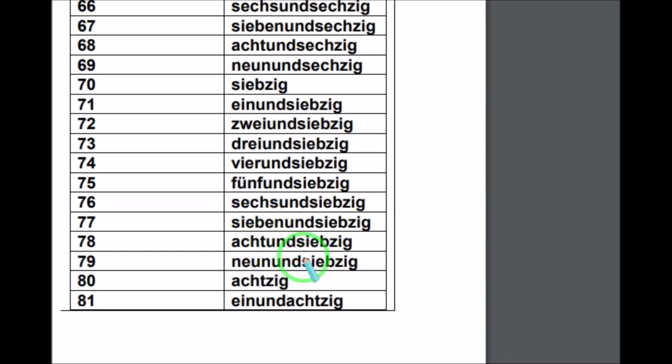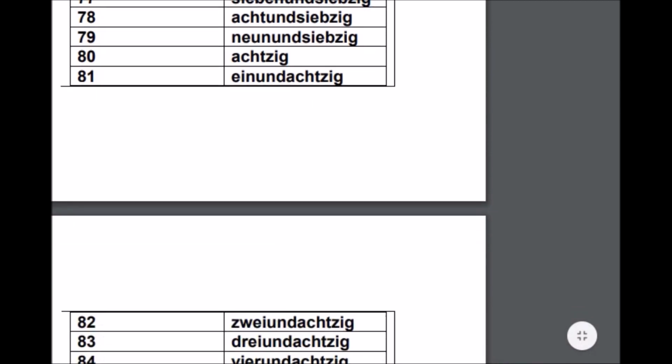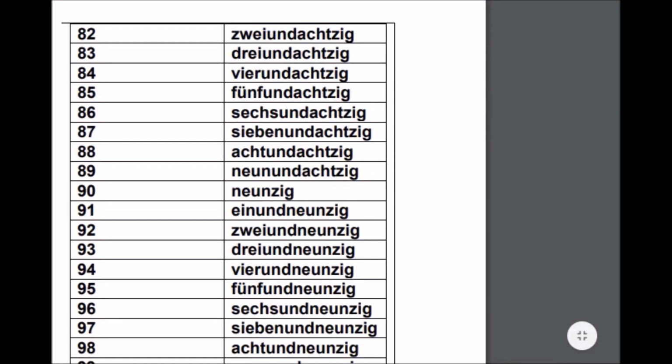78, acht und siebzig. 79, neun und siebzig, and 80 it's achtzig. Again for 81 you will follow the same learning pattern: ein und achtzig, zwei und achtzig, and so on. 90 we call it neunzig. I repeat, neunzig. Again from 91 to 99 the learning pattern and the writing pattern remain the same.